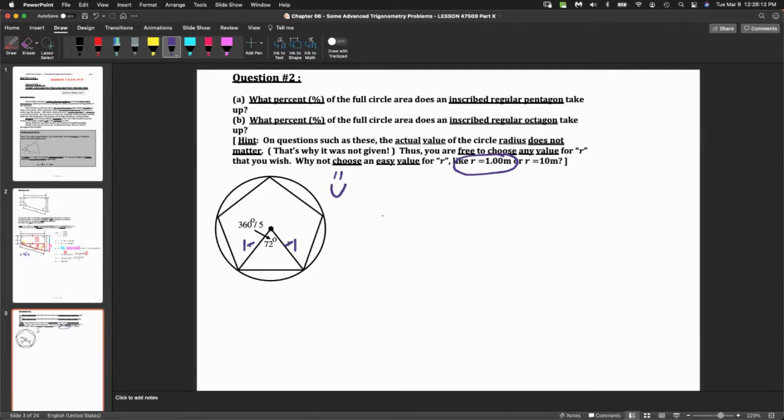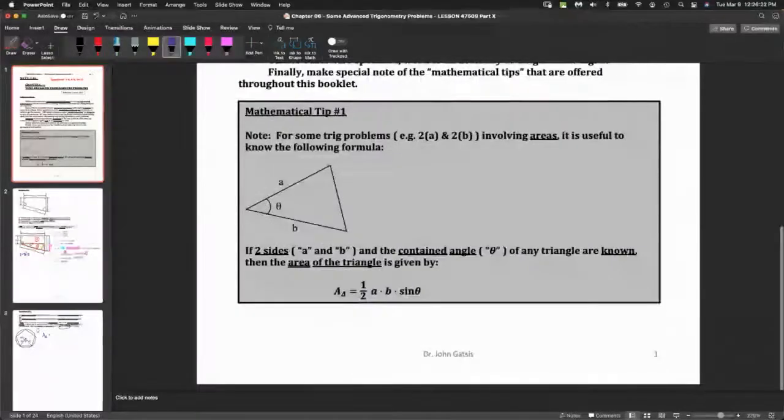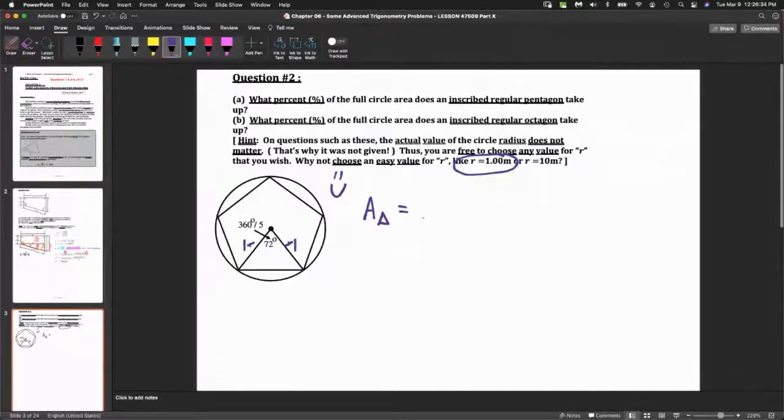So if you do that though, then what is the area of a triangle? If you remember from the cover of the booklet, the area of a triangle is this formula here. Remember that formula? It's that formula because you have the two sides and then you have the angle that's sandwiched. So you can do that over here. See, here's the two sides, and then here's the angle that's sandwiched or contained if you prefer. So that's going to be half 1 sine 72.